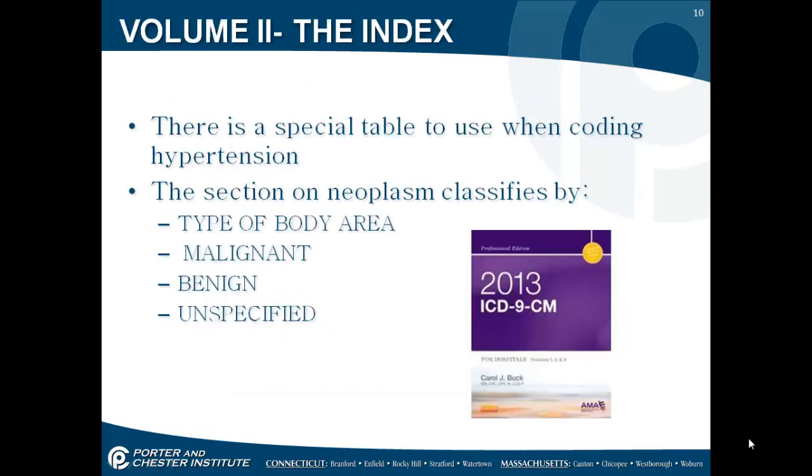Volume 2, the index. There's a special table to use when coding hypertension. There's also a special section on neoplasms, and if they're classified by the body area, whether they're malignant, benign, or unspecified.